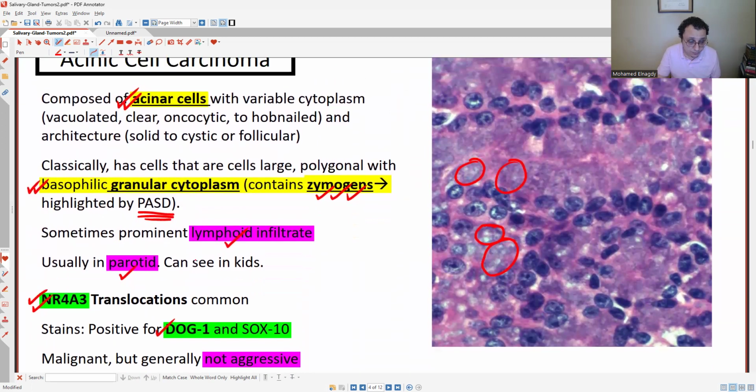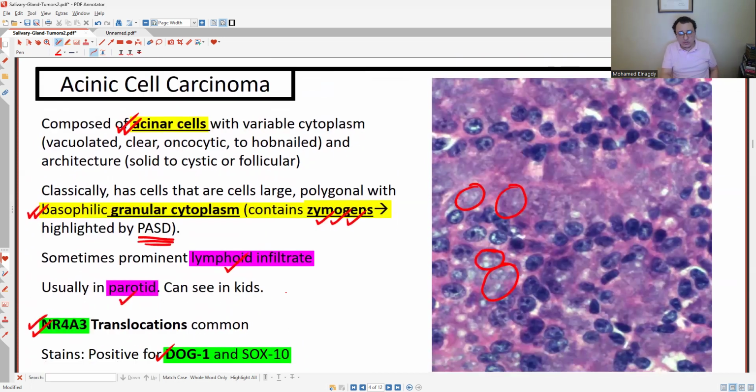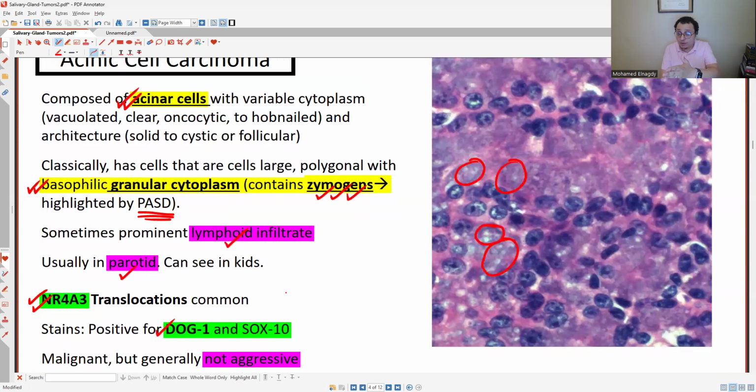So acinar or acinic cell carcinoma, you have the acinar cells. The acinar cells have this characteristic basophilic granular cytoplasm, and it happens in the parotid with sometimes some background lymphoid infiltrate. NR4A3 translocation, DOG1, SOX10. This tumor is malignant, but it's not very aggressive. It's very, very common in questions in the boards, so you need to make sure that you memorize it by heart.